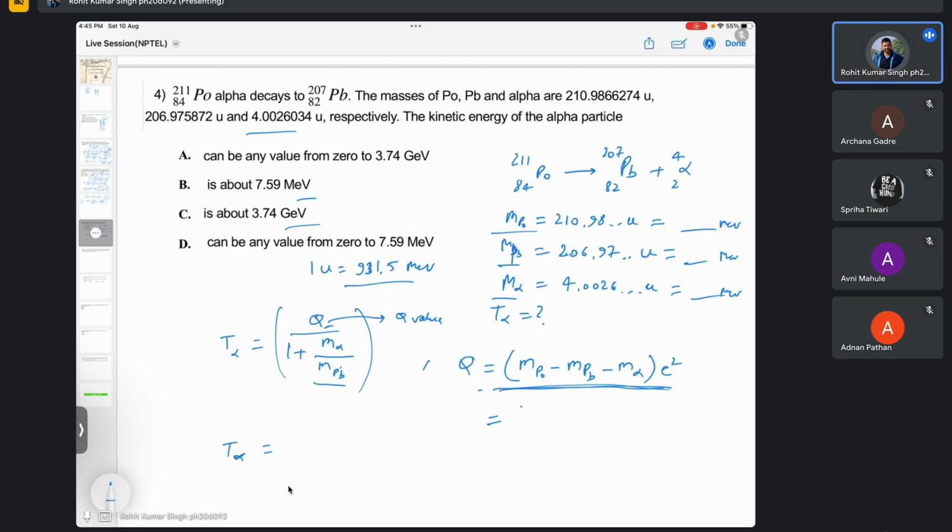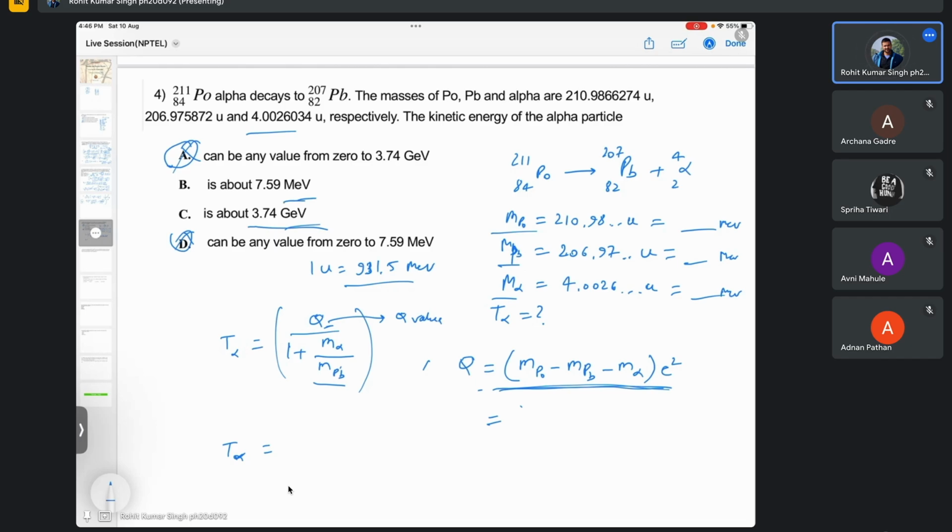Obviously, it will be some definite answer, not, you know, any value like this. So B, sir, I guess. 7.59 MeV. Because A and C are given in giga electron volts. Oh, sorry, yeah, this is in giga electron. Then obviously it will be in MeV.